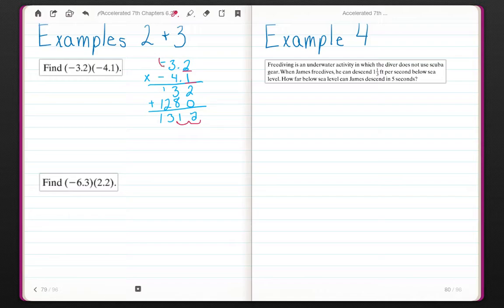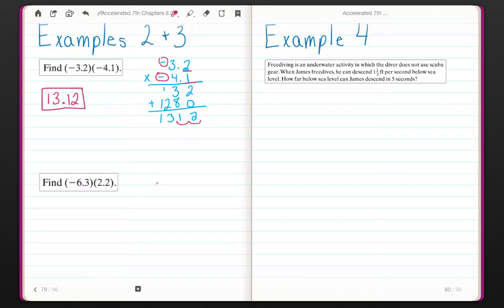Both of my factors are negative, and a negative times a negative is a positive, so your final answer is positive 13.12. Even though we're working with decimals, and even though later you may be working with fractions, the rules still apply as to whether you are multiplying a negative times a negative, or a positive times a positive, or a negative times a positive.